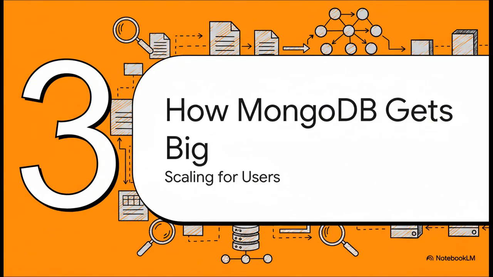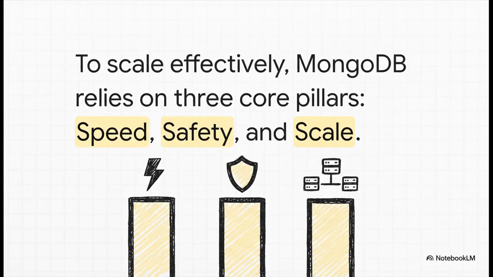So, we can create data, we can manage it, but what happens when your app blows up and suddenly you have millions of users? How does MongoDB handle that kind of intense pressure? Let's zoom out and look at the big picture strategies for how it gets big. And it really all boils down to three main ideas that work together beautifully. If you want to understand how it grows, just remember this simple framework: speed, safety, and scale.